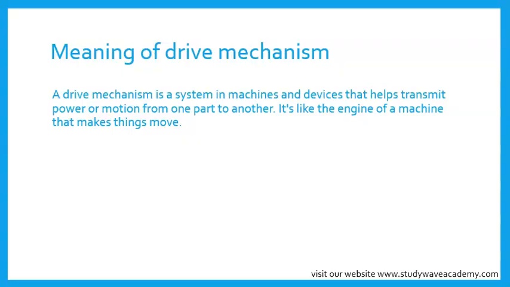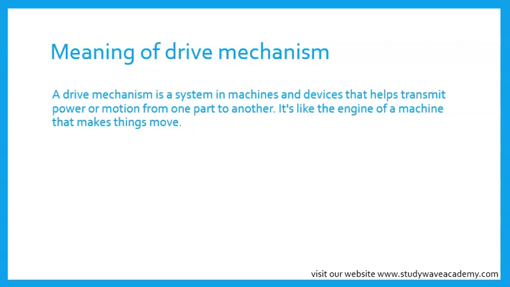A drive mechanism is a system in machines and devices that helps transmit power or motion from one part to another. It's like the engine of a machine that makes things move. Okay? Do we understand? A drive mechanism is a system that transmits motion and power from one part of a machine to another. Okay? Do we get that? We do, right?